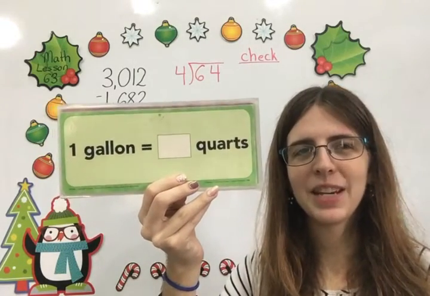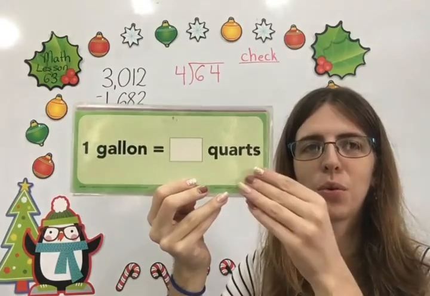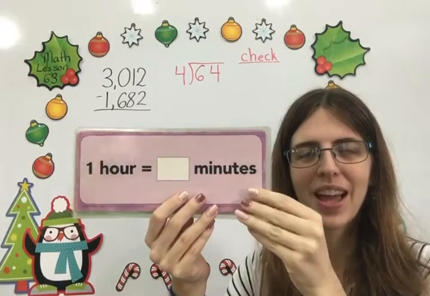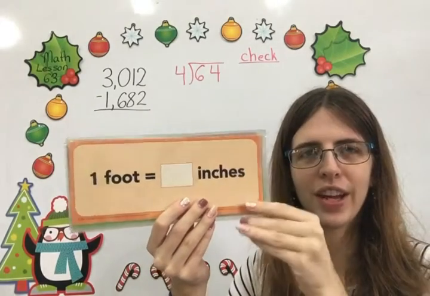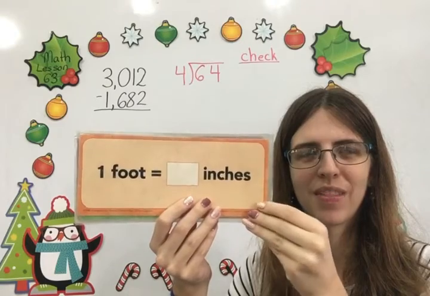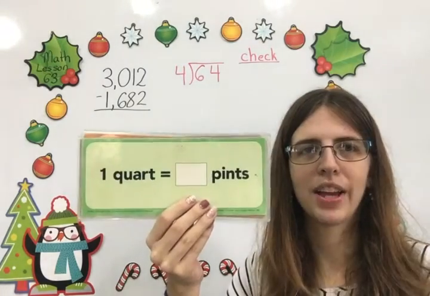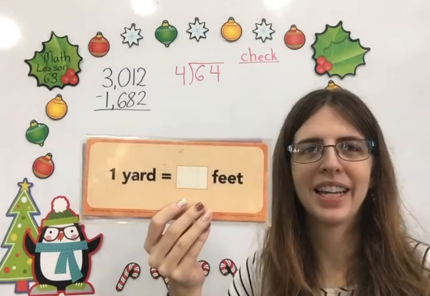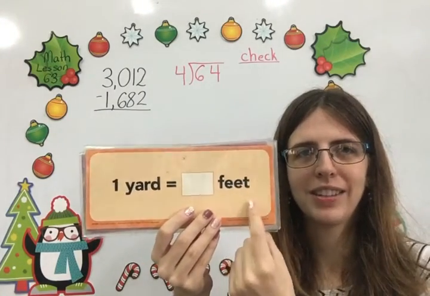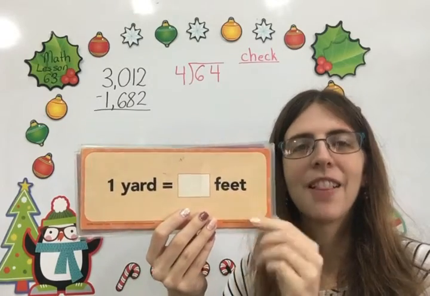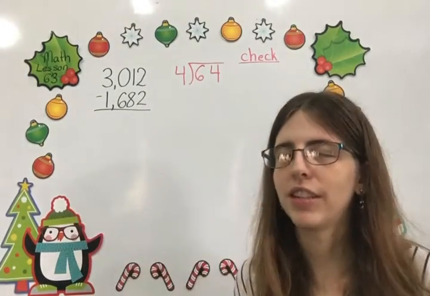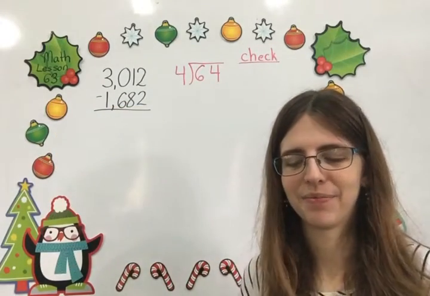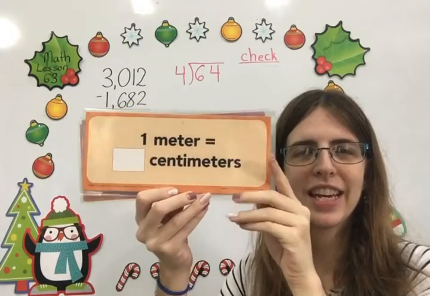1 gallon equals 4 quarts. 1 hour equals 60 minutes. 1 foot equals 12 inches. 1 quart equals 2 pints. 1 yard equals 36 feet. Or 36 feet. Wow, I'm sorry. 3 feet. 3 feet.